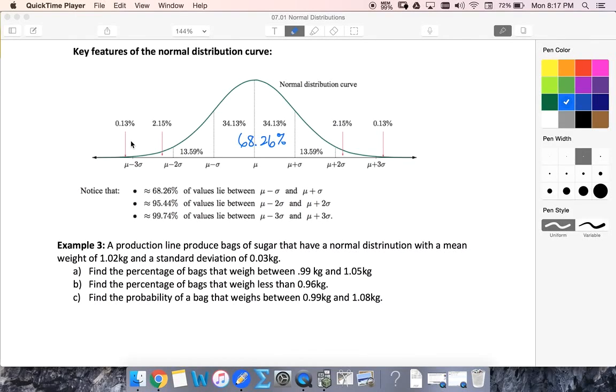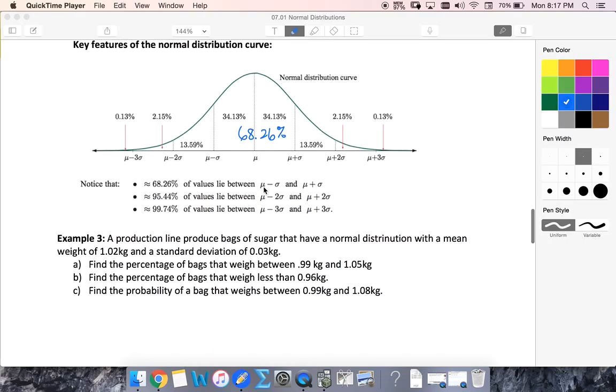All right, so let's actually look at a problem that talks about normal distributions. And so again, probability is our area under the curve, and almost all the values are within 3 standard deviations of the mean, and the curve is centered around the mean.